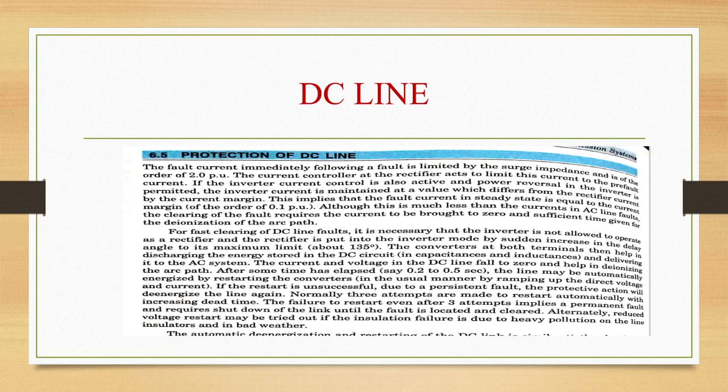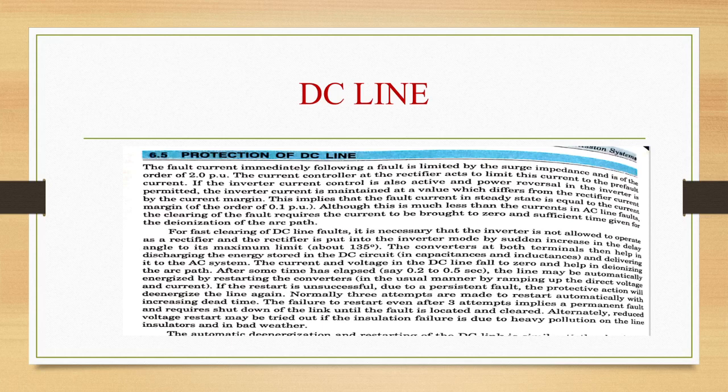If the restart is unsuccessful, protection action will be to de-energize the line again. Normally, 3 attempts will be made to restart automatically with increasing dead time. Failure to restart even after 3 attempts will imply a permanent fault and require shutdown of the link until the fault is located and cleared. Alternately, a reduced voltage restart may be tried out if the insulation failure is due to heavy pollution on the line insulators and in bad weather.